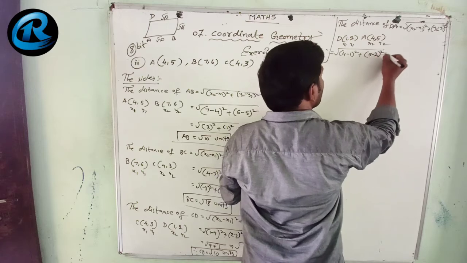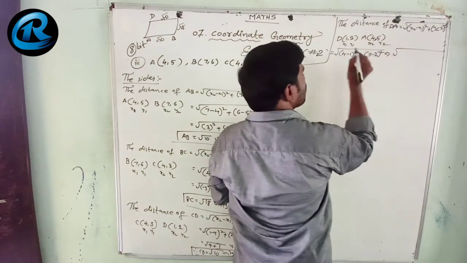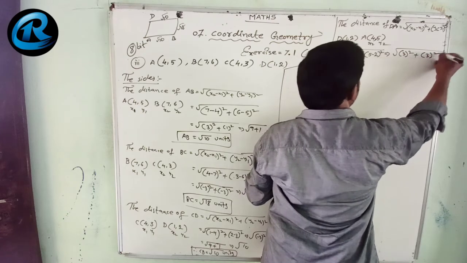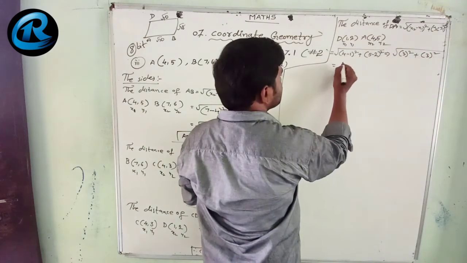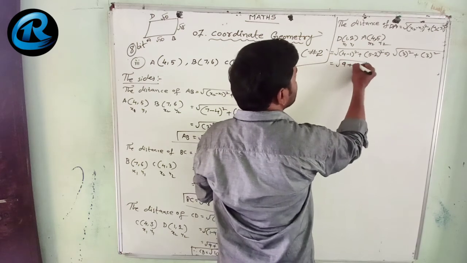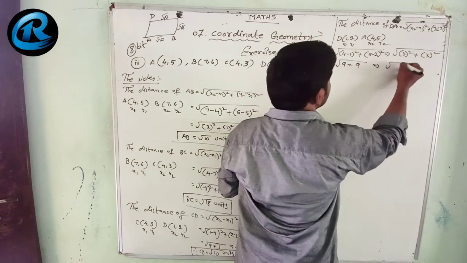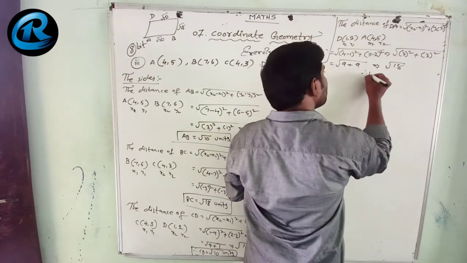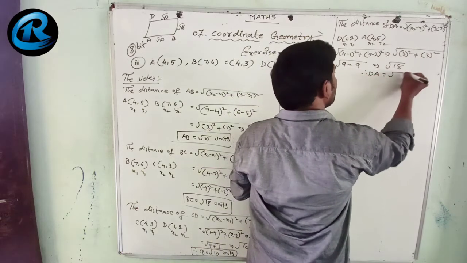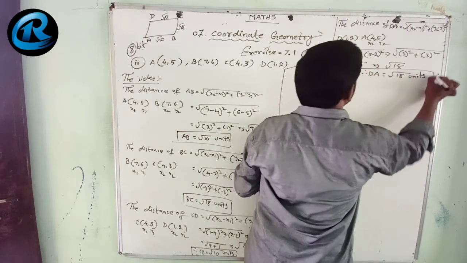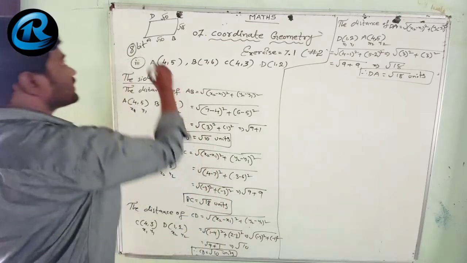4 minus 1 is 3 square, 5 minus 2 is 3 square. 3 square value is 9, and 3 square value is 9. 9 plus 9 is 18, under root of 18. Therefore, DA is equal to under root of 18 units.